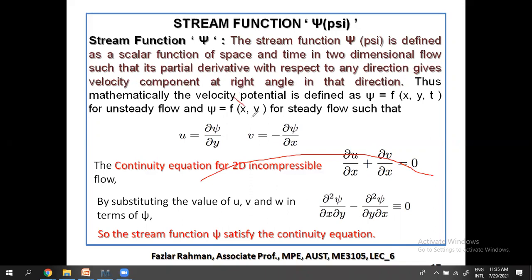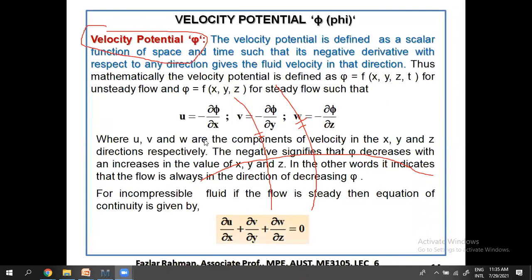And the potential function represents the velocity line. So these two definitions we need to learn. Number one is the stream function, then the velocity potential function. So let's learn the definitions, and then we learn the application of these two functions, why they are actually needed.